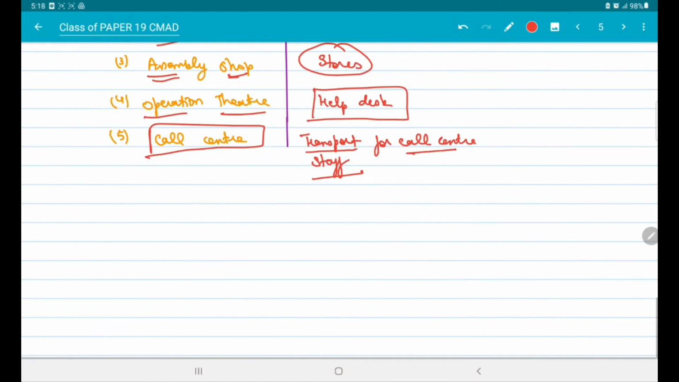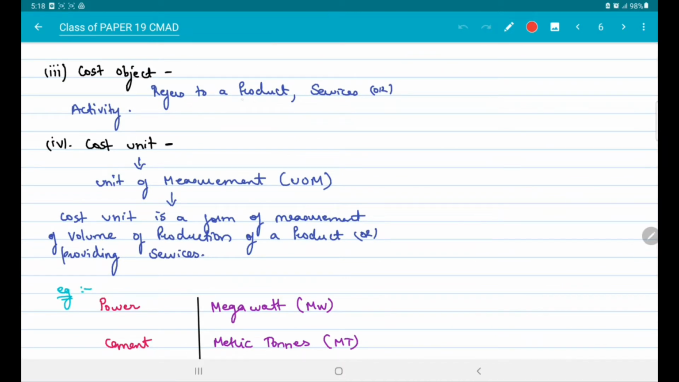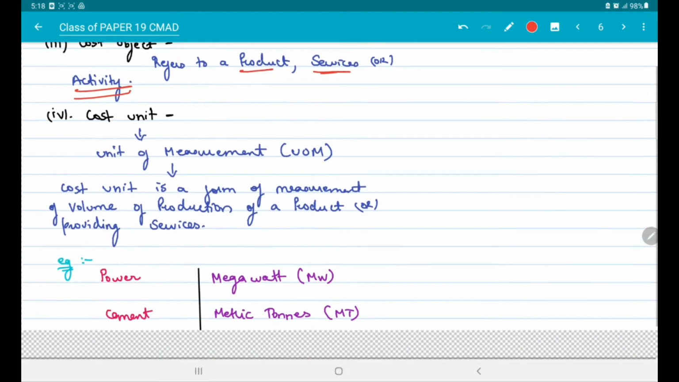Then cost object refers to a product, service or activity. Object means product, service or activity.